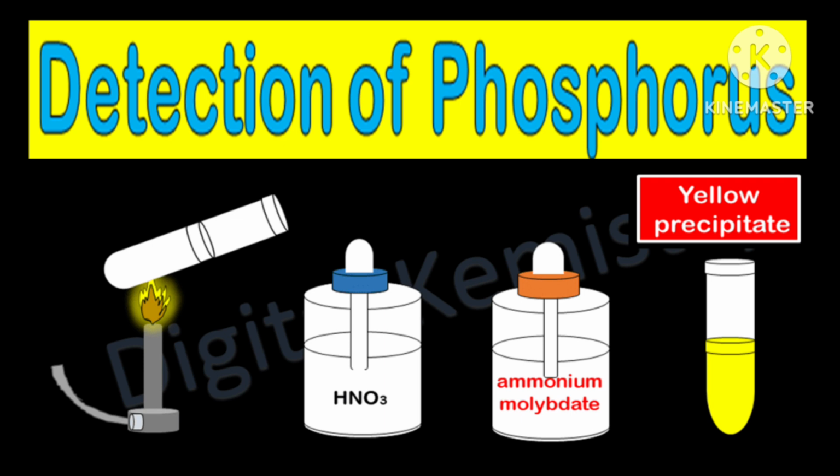In the beginning you heated it with sodium peroxide. Then phosphorus converted to phosphate. After that you are doing two tests: heating it with nitric acid plus ammonium molybdate. And if it gives yellow coloration or precipitate, it indicates the presence of phosphate.